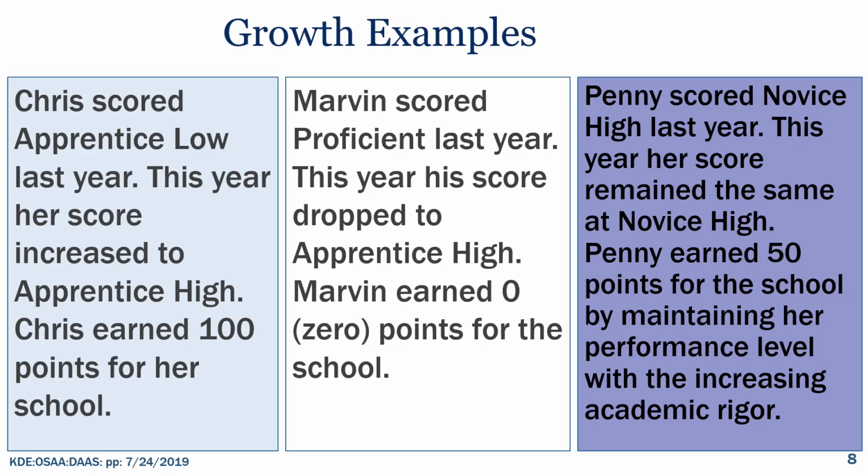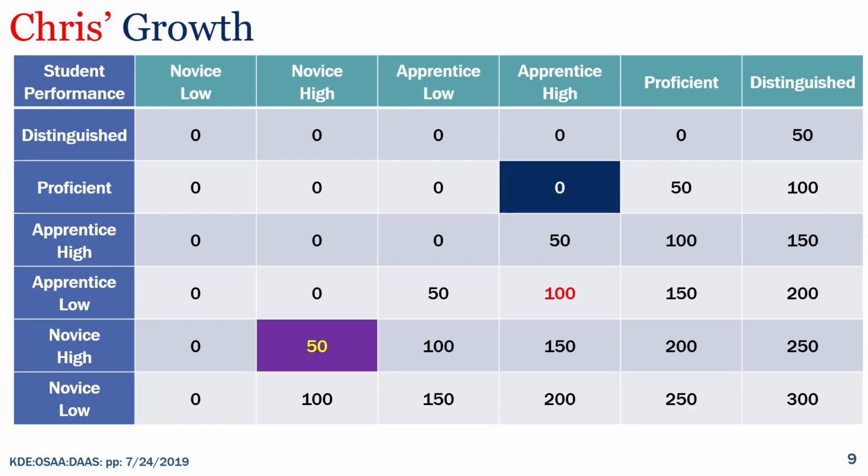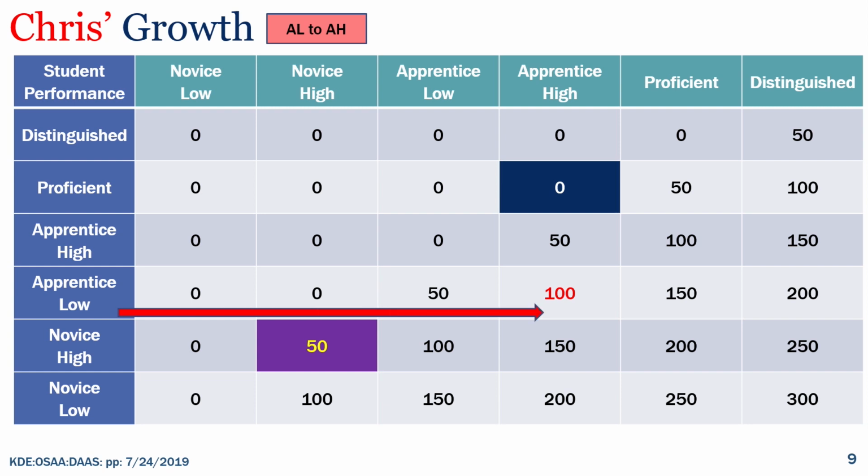Here are the examples we will use to better understand the growth value table. On the next slide, we have created a table and marked each example on it. Please continue to the demonstration. Let's begin with Chris's example in red. Chris scored Apprentice Low last year. Go down the first column to Apprentice Low. This year, her score increased to Apprentice High. Go right across the row until you are in the Apprentice High column. Chris earned 100 points for her school.